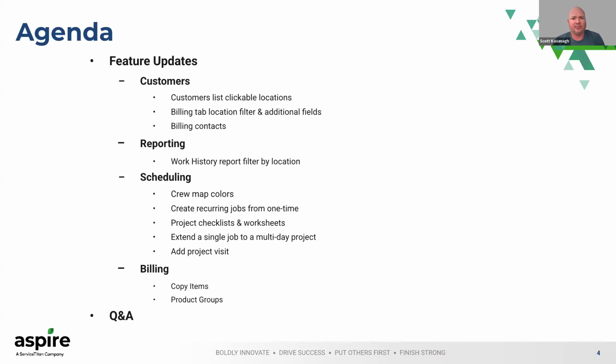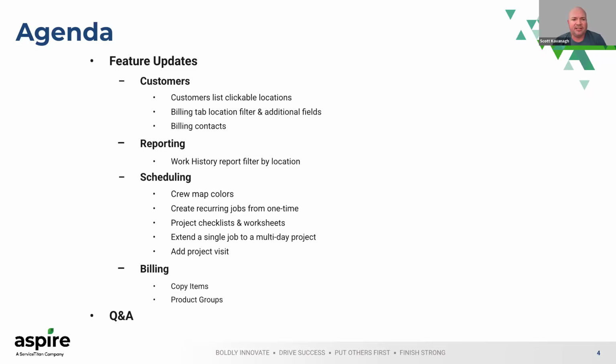So you can now filter work history by location. In scheduling, we've introduced customizable crew map colors, so you can set the color for your crew. Create recurring jobs from one-time jobs, so you can easily create maintenance work from a one-time service. It also introduces project-level checklists and worksheets, a way to extend a single job to a multi-day project, and another way to add a project visit quickly.